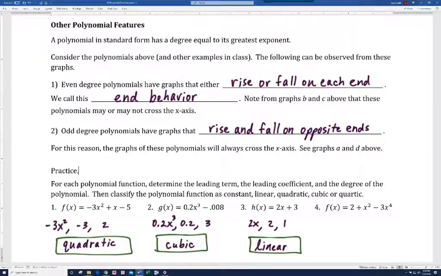And then finally in number 4, just be careful here, the leading term is not necessarily first. In fact, the term with the biggest exponent comes last here. So our leading term is negative 3x to the 4th. Our leading coefficient is negative 3. And the degree of this polynomial is 4, which is the exponent on our leading term. And finally, this is a quartic function since its degree is 4. All right, let's move on to the next slide.